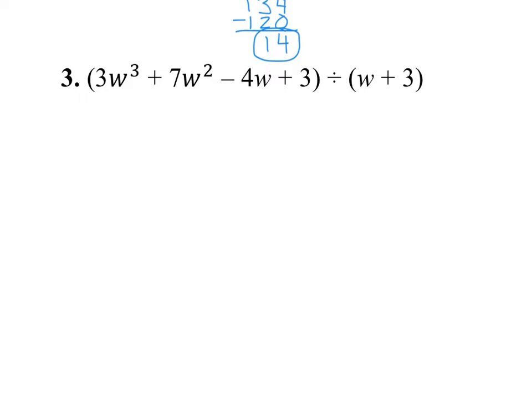Okay, so first let's rewrite this using long division form. W plus 3 goes outside. Then all of these terms go on the inside.